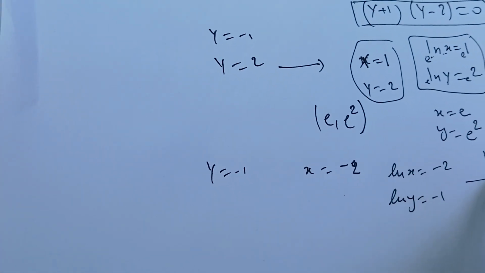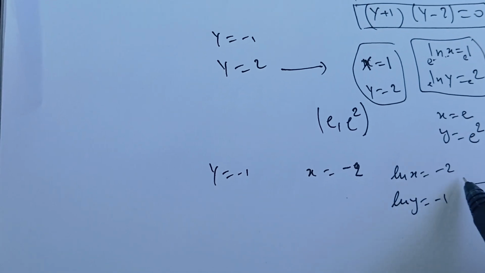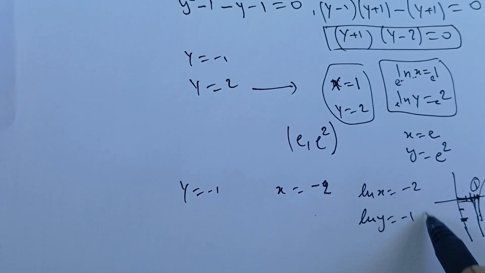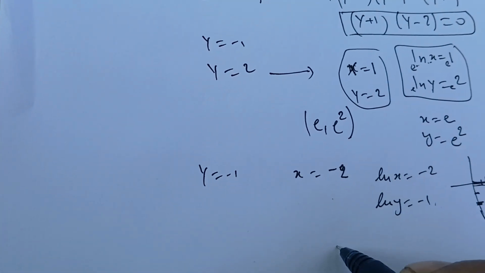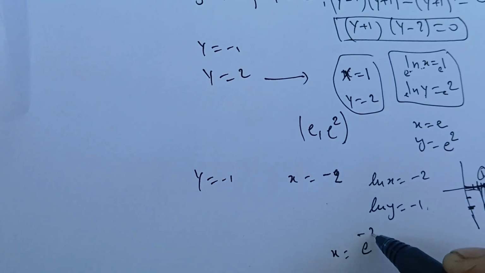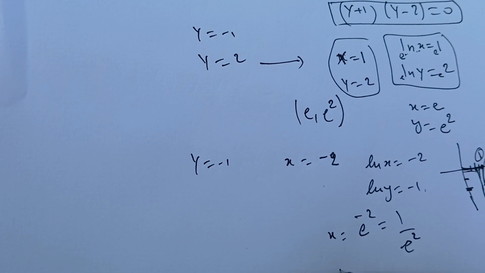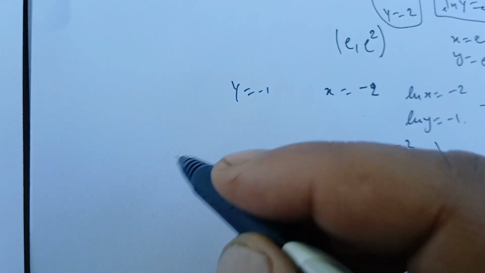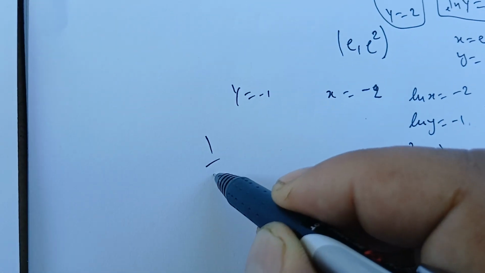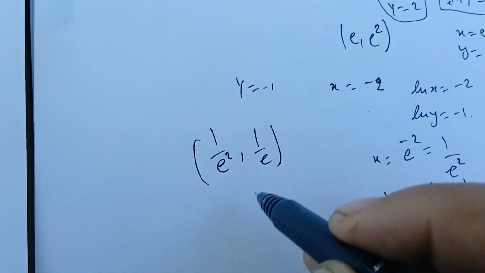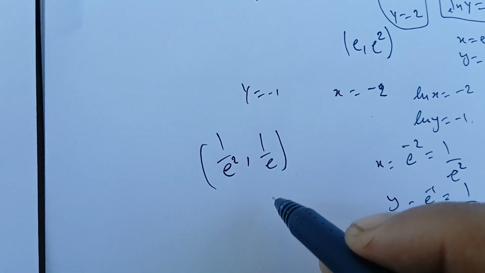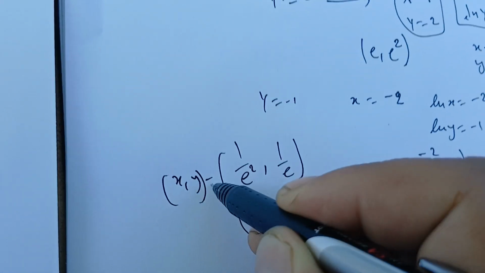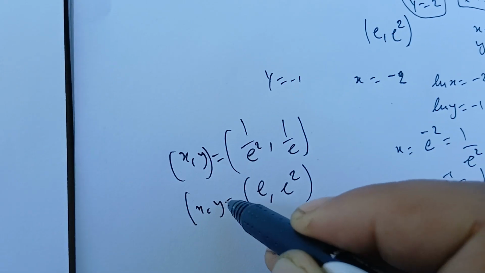They are positive, and they are less than 1. That's why I have these negative values. So here I get x is e to minus 2 or 1 over e squared, and y is e to minus 1 or 1 over e. So basically I have two solutions. I have 1 over e squared and 1 over e, and the first one that we got is e and e squared. So my first solution is this one, my second solution is this one.